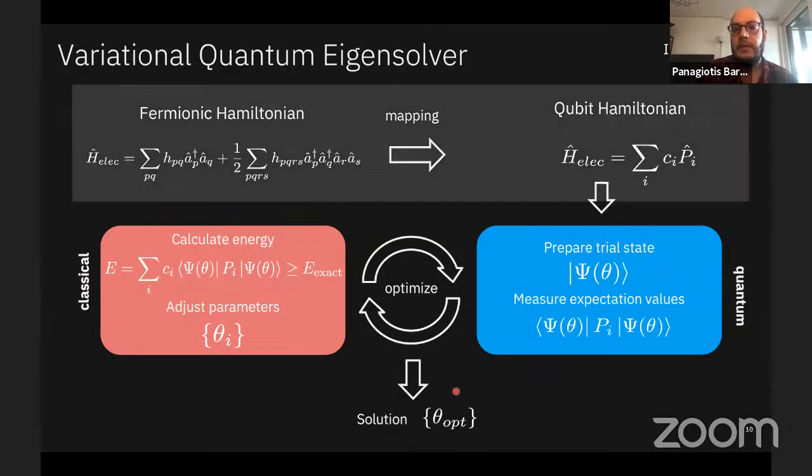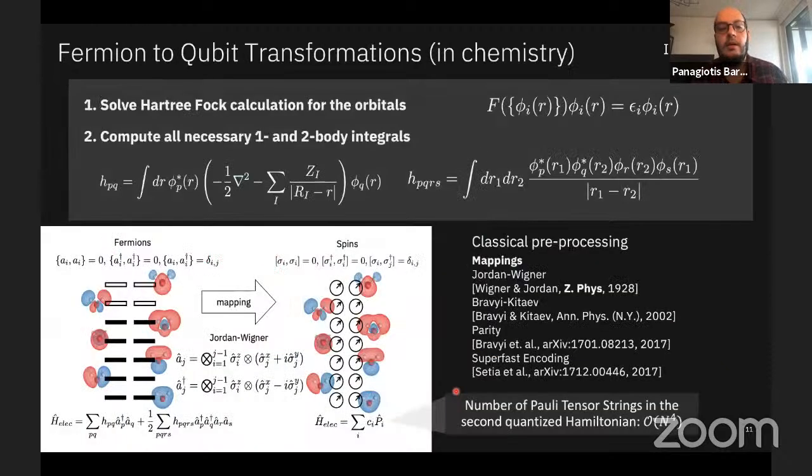With this said, let's go step by step and see what the variational quantum eigensolver can do and what the different steps are that we can work on in order to enhance and extend the variational quantum eigensolver. The first thing is the mapping of the fermionic Hamiltonian to a qubit Hamiltonian. Fermions have different statistics than spins, so we need to apply different transformations. In order to define the electronic structure Hamiltonian in chemistry, we need to calculate the one and two body integrals of the system.